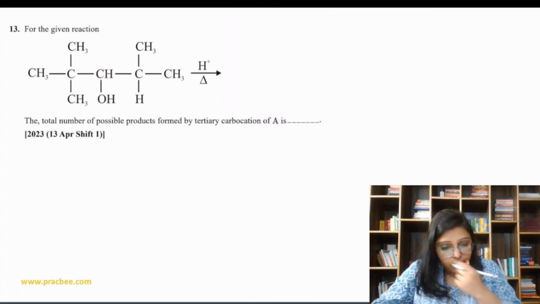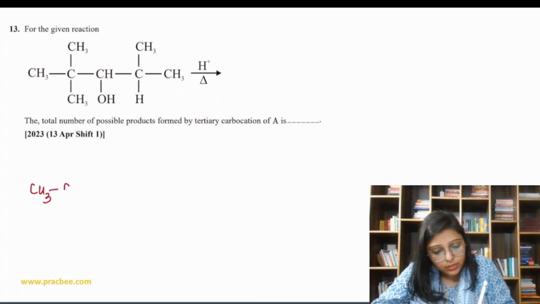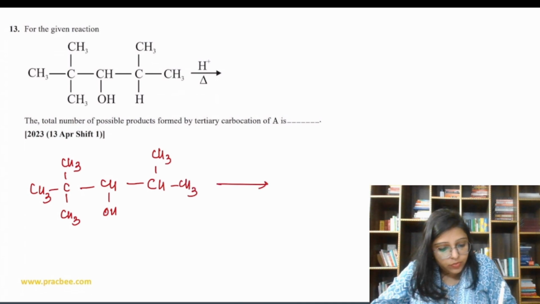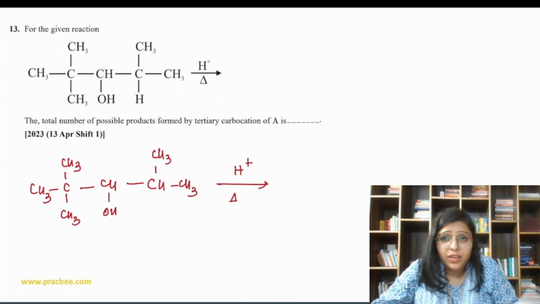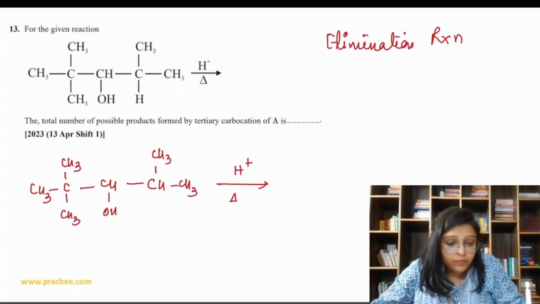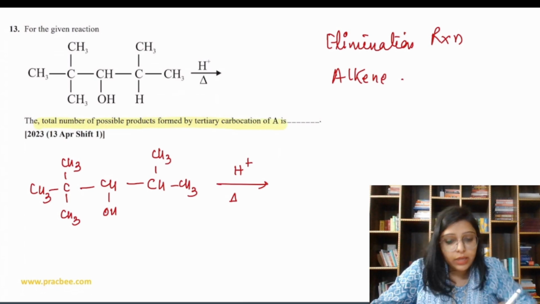So we have CH3, C, CH3, CH3, C, CH3, CH3, now CHOH, CH, CH3 and CH3. So we have H plus and heat. It means we have to do an elimination reaction, and the product is going to be an alkene. The question says the total number of possible products formed by tertiary carbocation is.